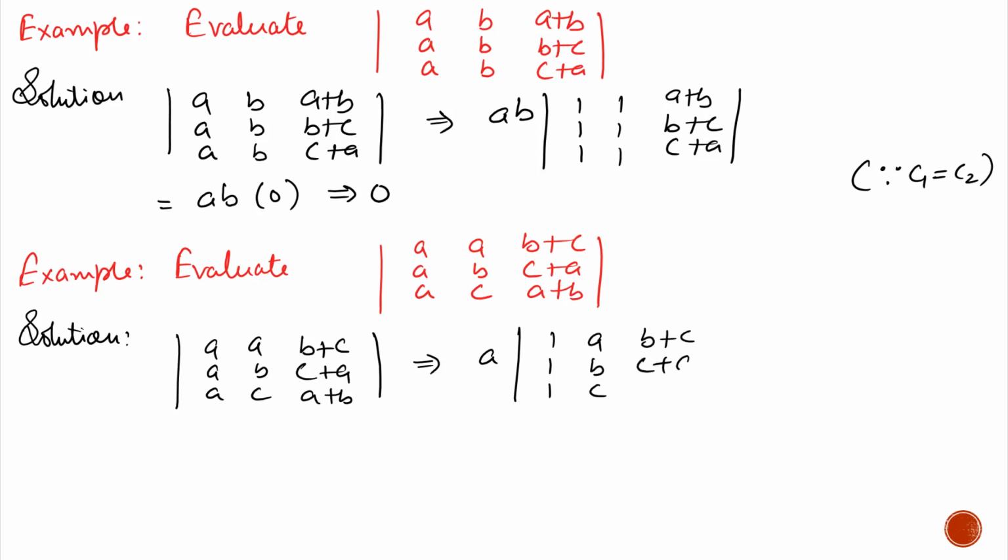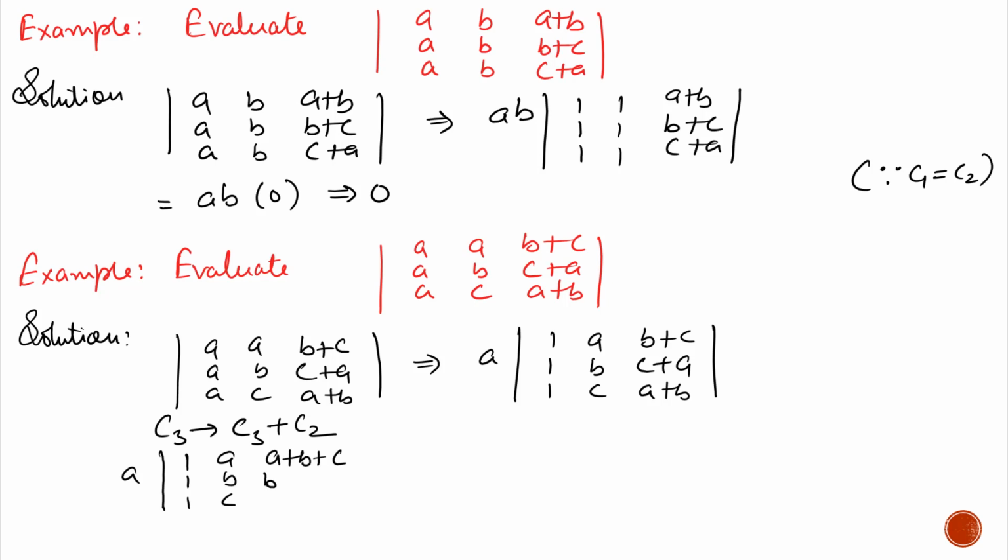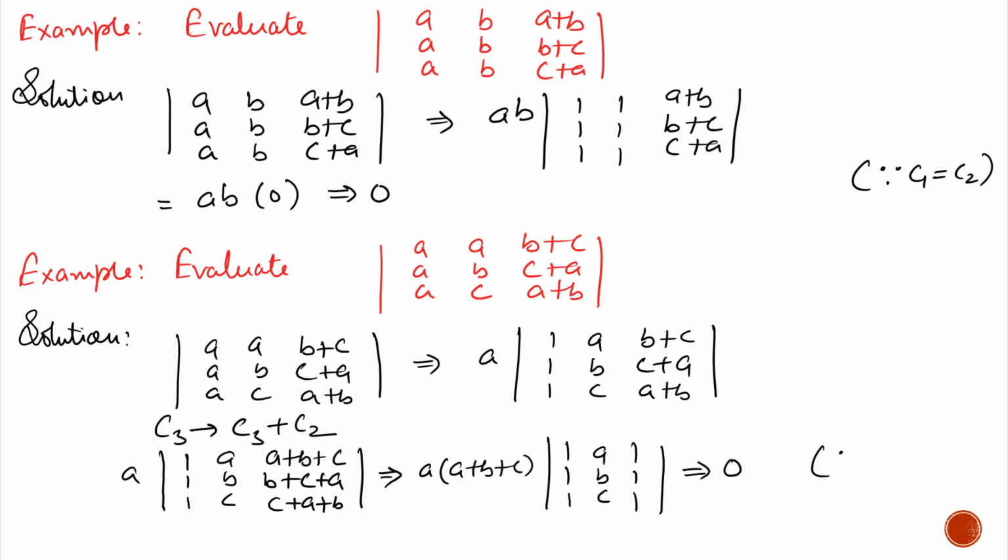Now if we add second and third column, we'll get A plus B plus C. So we'll say C3 replaced by C3 plus C2. And first and second column remain same and third column is A plus B plus C, B plus C plus A and C plus A plus B. Now we'll take common A plus B plus C from the third column and in third column we'll get 1, 1, 1. Because C1 equals C3, the value of the determinant is equal to 0.